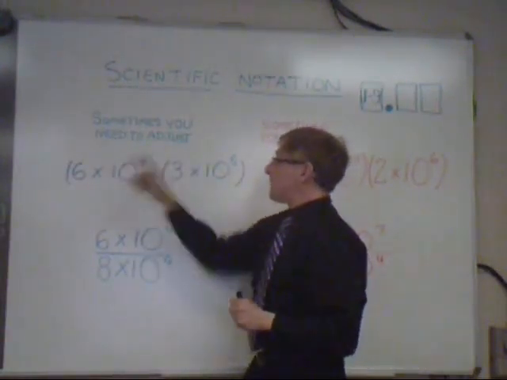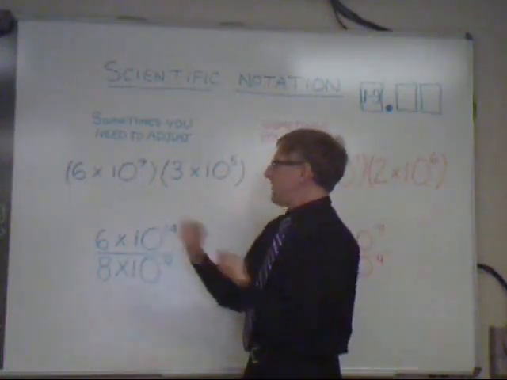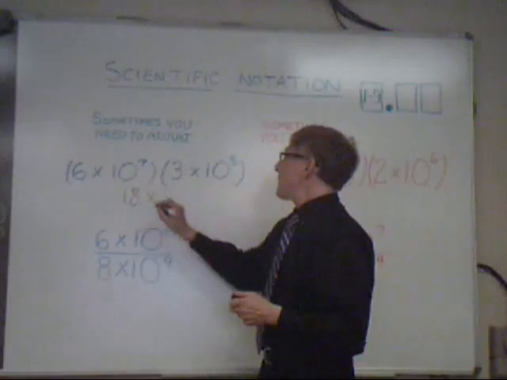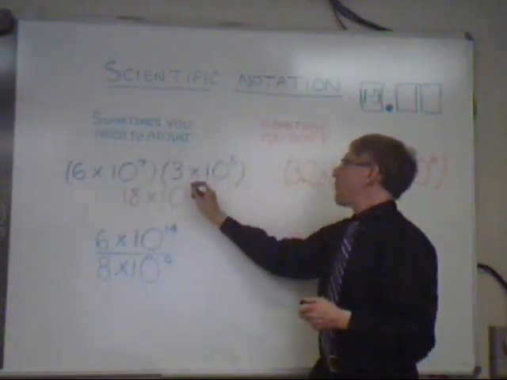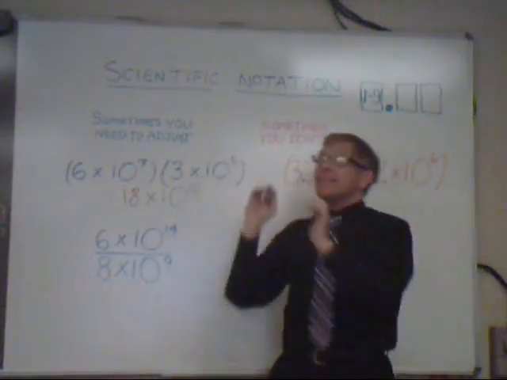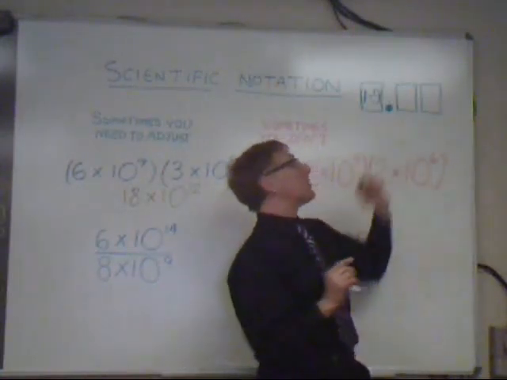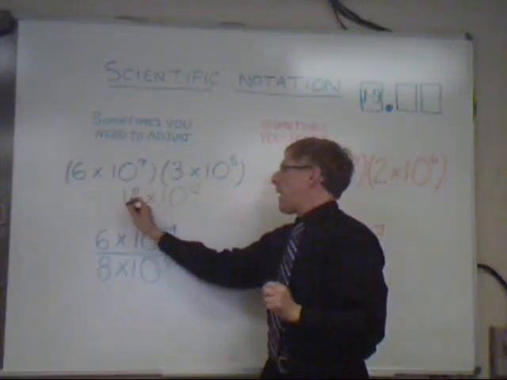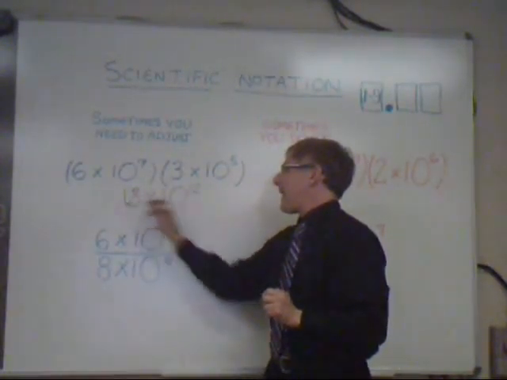Sometimes you need to adjust, like here where you have 6 and 3, and already I see I'm going to get 18. Remember your rule, you add your exponents. I have 18 times 10 to the 12th power, 7 and 5. But 18 does not meet the standard for scientific notation. You need a single digit, so I have to put a decimal point. I move the point one place to the left. I have 1.8 now.